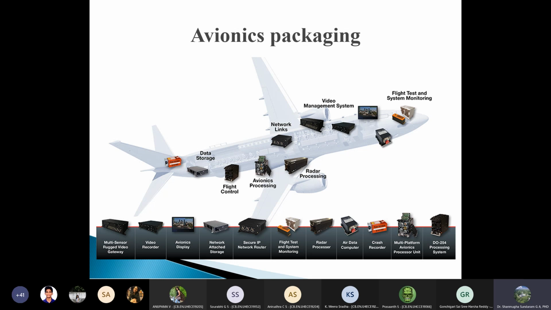So these are all monitored and controlled by another computing environment, which is called the flight control system, FCS. As you can notice, there is a specific form factor and a packaging scheme that is identified for them. We are going to look at some of the details in terms of the implementation of the packaging schemes for each of these.